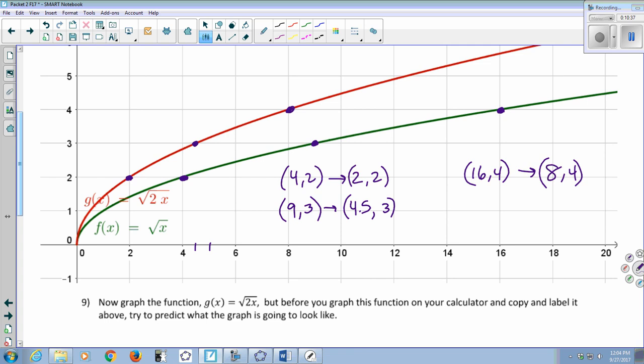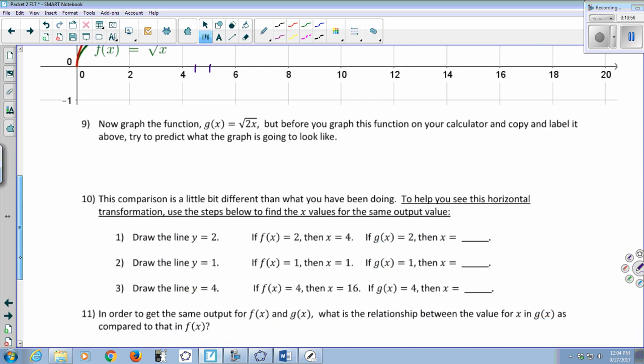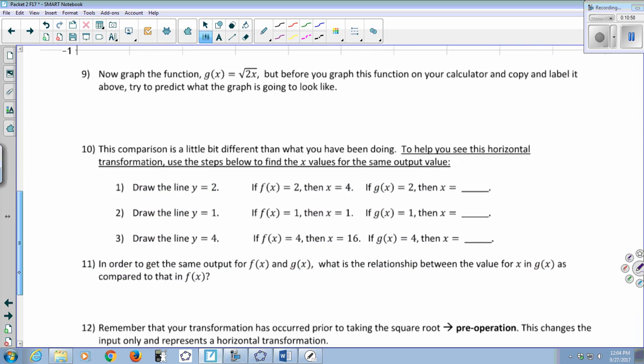So it looks like what's happening is my x values are being cut in half. So I have (4, 2) to (2, 2), (9, 3) to (4.5, 3), and (16, 4) to (8, 4). The x values are being cut in half in order to produce the same y value.